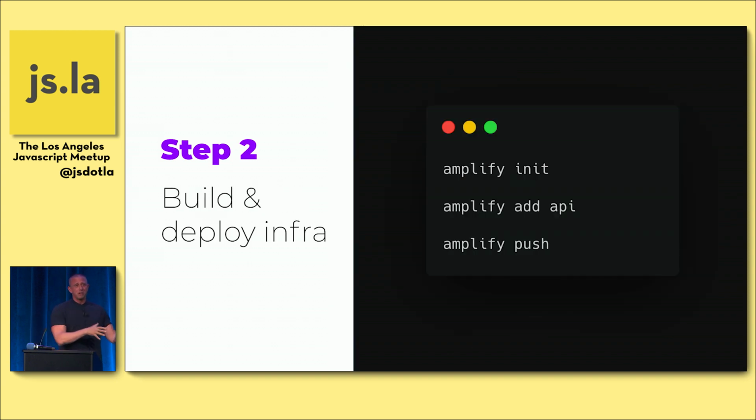And then to actually build the thing, you could use Amplify, and Amplify is a command line tool. You can initialize a new project by running amplify init. You can add different features like authentication, APIs, and things like that by running amplify add and the name of the feature. And then to deploy it, you run amplify push.